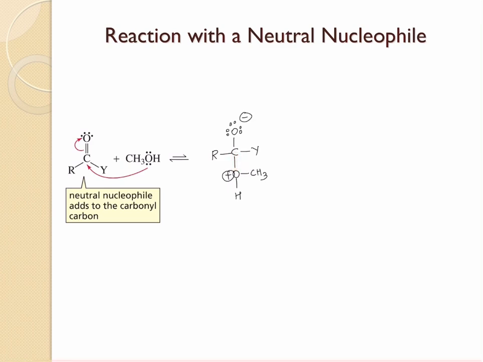And in the next step, the base is going to come and abstract this hydrogen and neutralize this positive charge on oxygen. So that would be this new step that is added here. Now this is the regular tetrahedral intermediate, which is going to thrust these electrons back to form the double bond between carbon and oxygen. And again, since Y is a good leaving group here, it's going to leave and give us the ester.